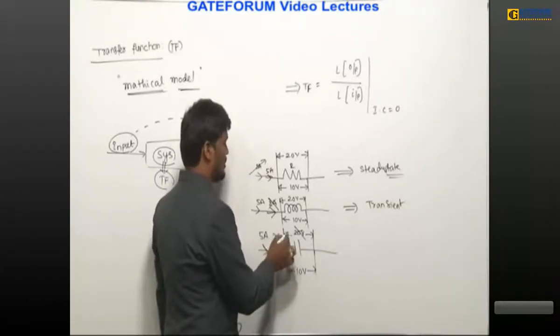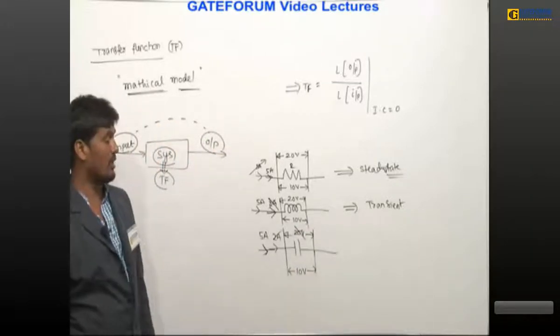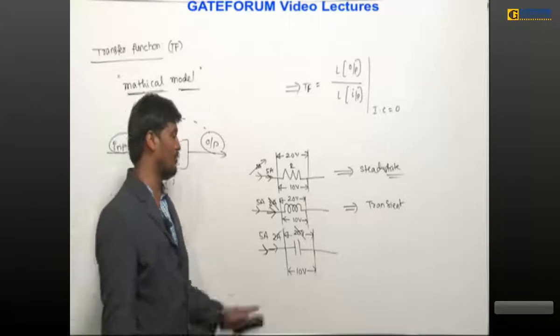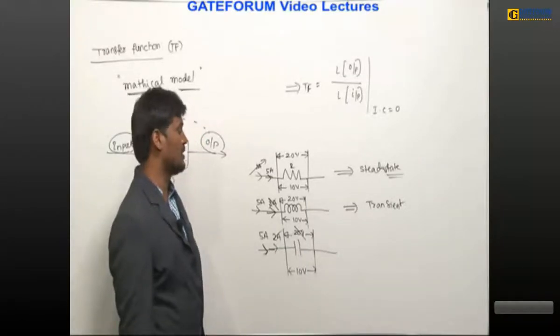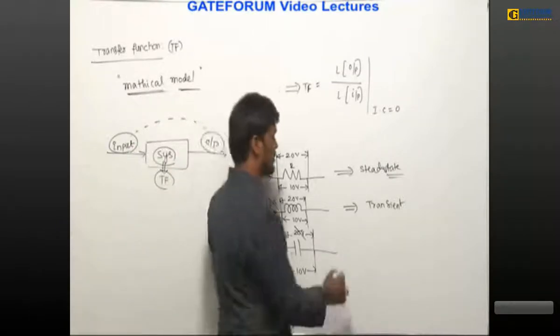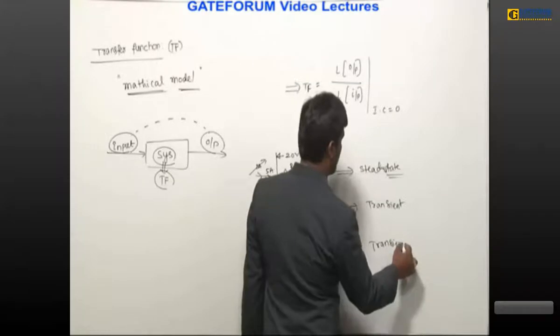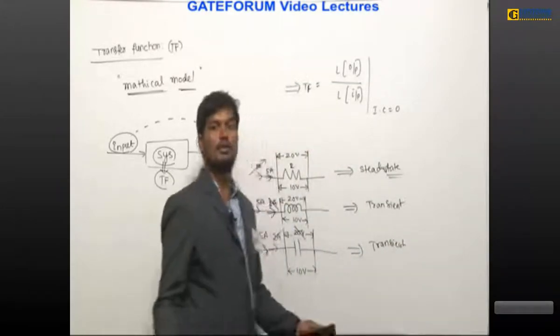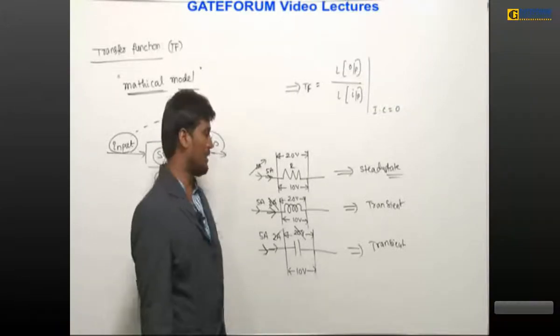Now suddenly the current changes to 2 amperes. Therefore, a capacitor can accept the change in current from 5 to 2, but it won't allow the change in voltage from 10 to 20. Hence, the capacitor is also treated as a transient element because it does not allow a sudden change in voltage. Maybe it allows a slow change in voltage, but a sudden change in voltage is not allowed by a capacitor.